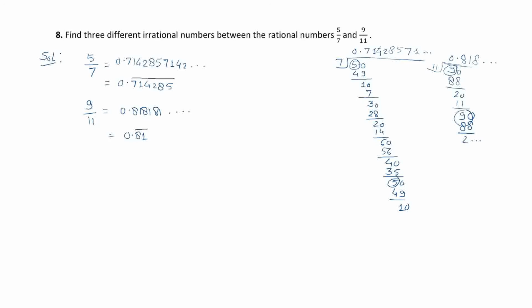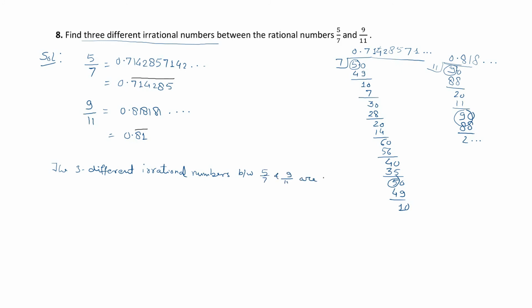So we have to write three different irrational numbers. Irrational numbers are always non-terminating and non-recurring, right? So we can say three different irrational numbers between two rational numbers 5 by 7 and 9 by 11.